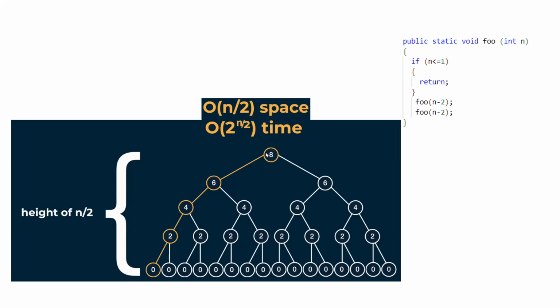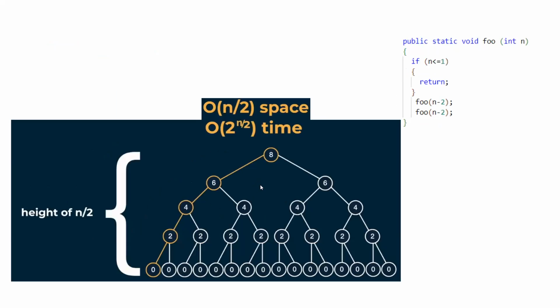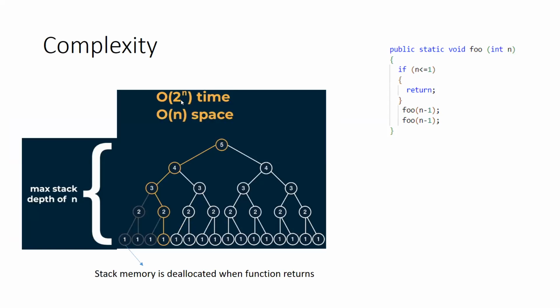If we start from 8, foo of 8 will call foo of 6 a couple of times. That is why we maintain 2 children per node, and likewise foo of 6 will call foo of 4, again a couple of times, and so on. The only difference is that the height of the tree will be half in some sense, and so the space and time complexity will also be halved. Whatever the space and time complexity in that case, n will be replaced by n by 2.